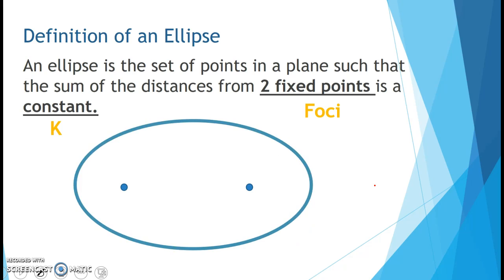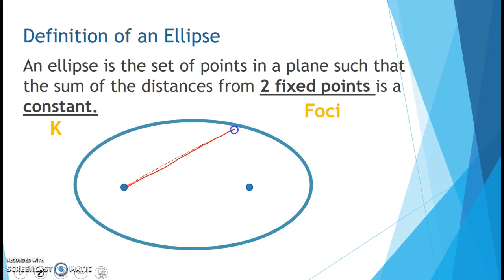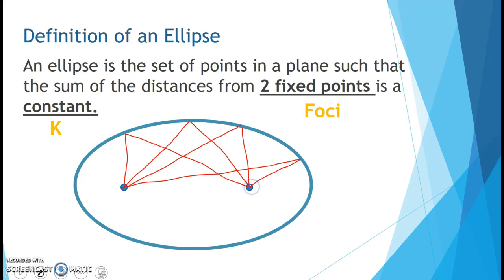The definition says that if I were to take a walk from this focus, hit the ellipse, and then walk to the other focus, that distance is the same no matter where I go on the ellipse. I can go there and those two distances would be the same. I can go right here, and that total distance is the same. I can even go down here, and this distance is also the same.